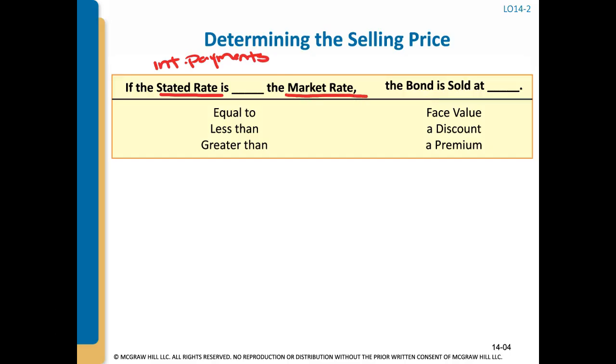The market rate is the rate that the bonds are being traded or sold for out in the open market. Okay, so the way you read this, if the stated rate is equal to the market rate, then the bond is sold at face value. If the stated rate is less than the market rate, then they're sold at a discount. If the stated rate is greater than the market rate, then they're sold at a premium.